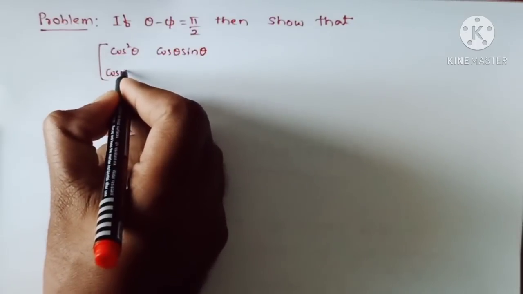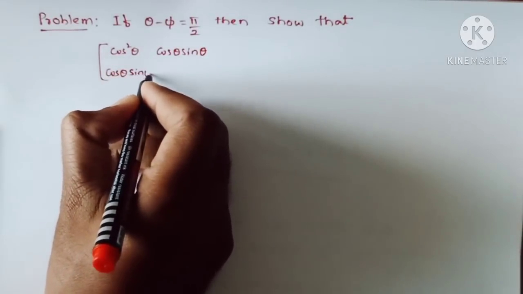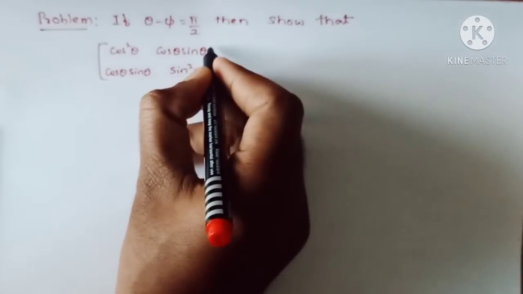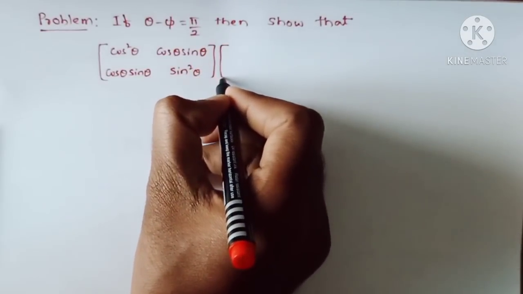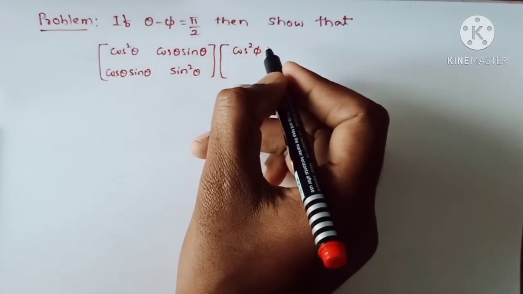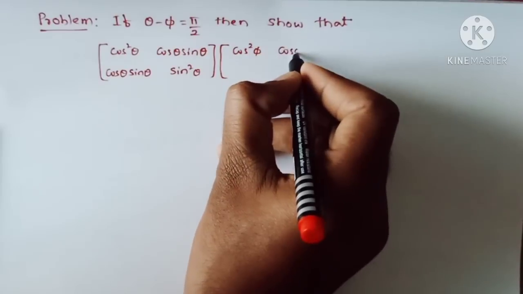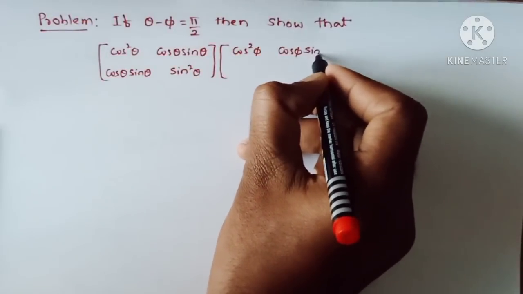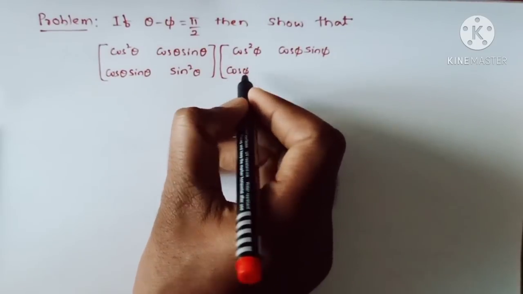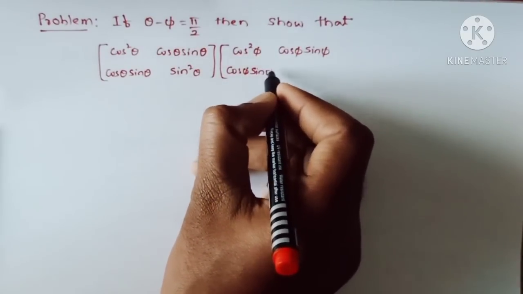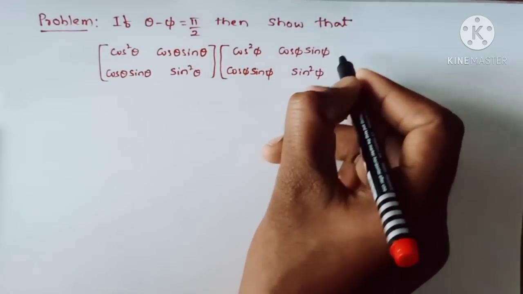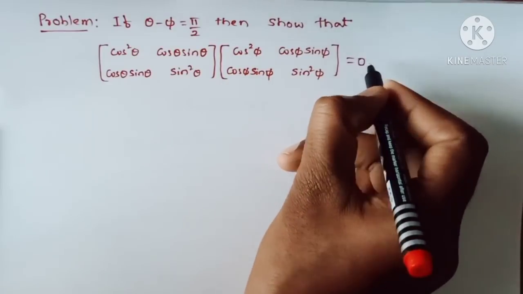Cos theta sin theta, sin square theta into cos square phi, cos phi into sin phi, cos phi into sin phi, sin square phi equals to 0.